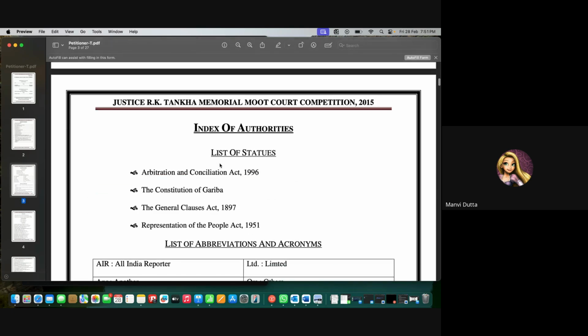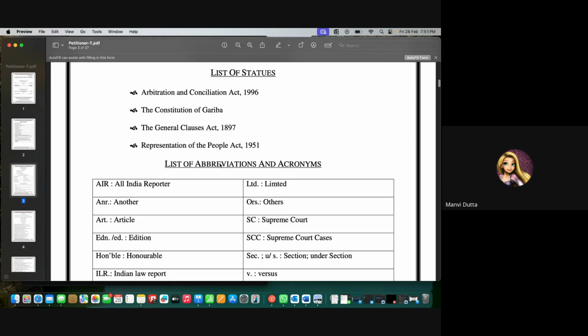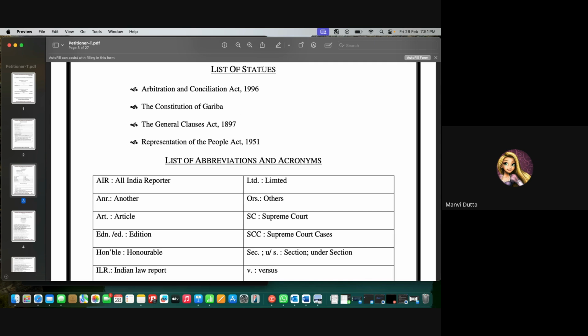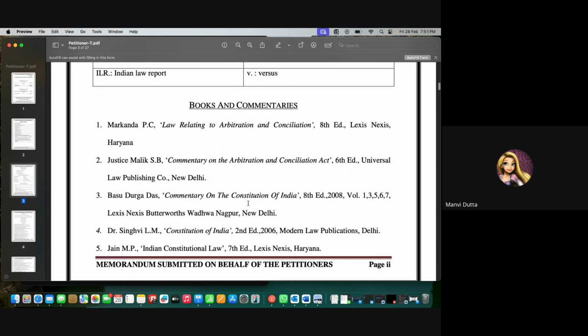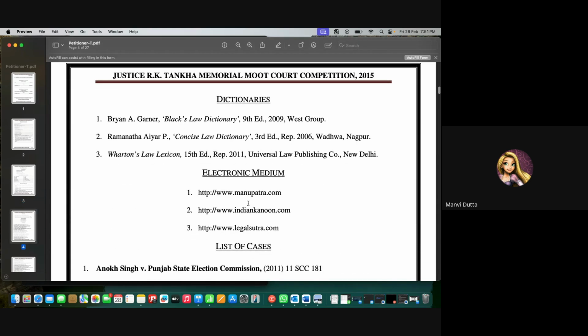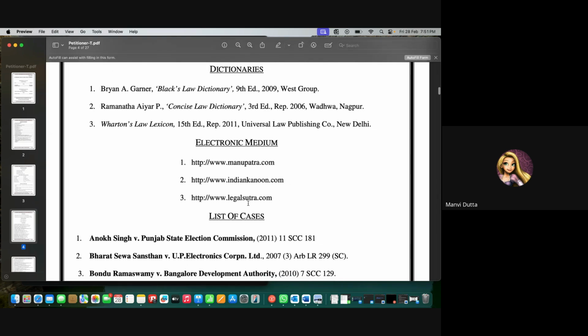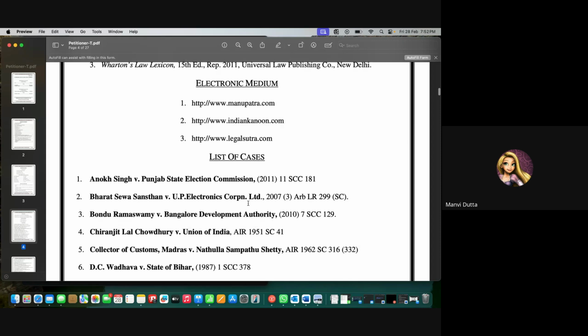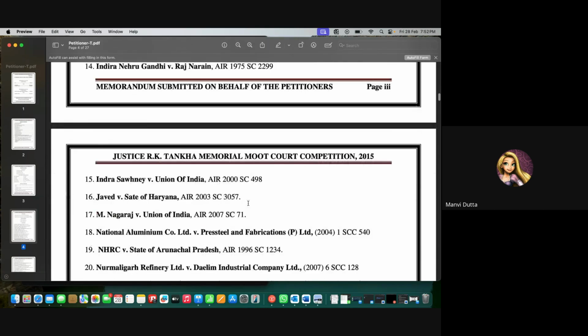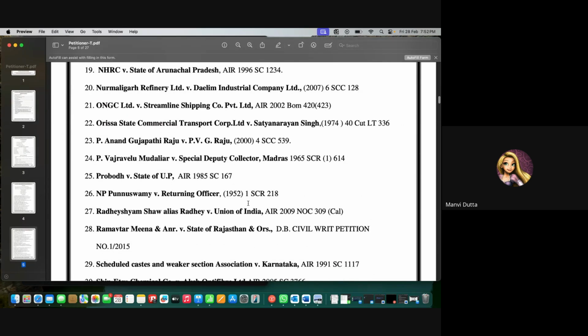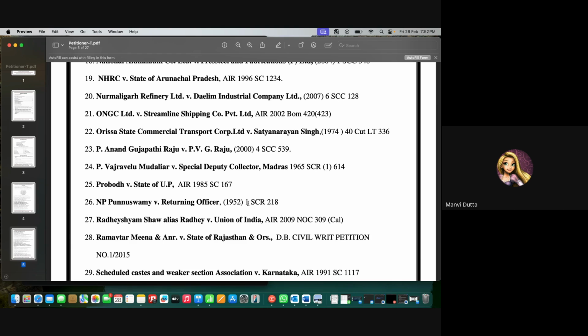Then coming on to the listing of the index of authorities, that is, list of statutes or list of legislations, list of abbreviations and acronyms. This is how you can define abbreviations and acronyms. Then books and commentaries. Then e-material, the electronic medium, then list of cases, and the list of cases should always be in alphabetical order, from A to Z.